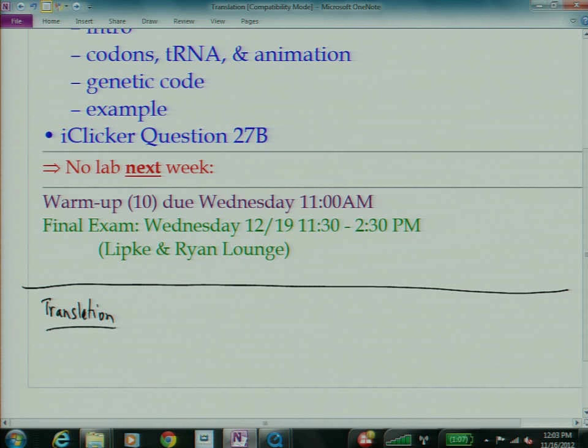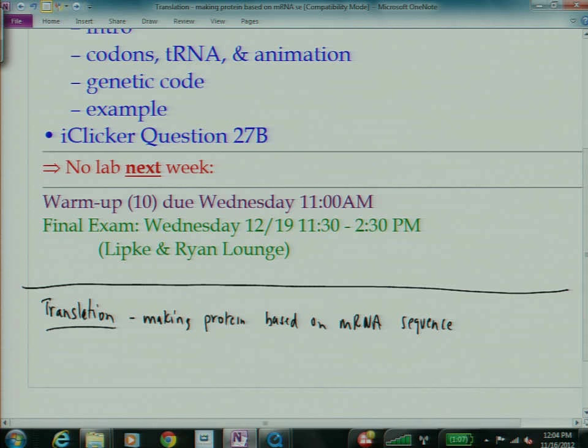As a reminder, that's making protein based on the mRNA sequence. So to be clear, oftentimes we'll say we're making protein from RNA, or turning RNA into protein, and that's not what we're doing. We are reading the RNA and using that information to generate a protein. It's not a chemical conversion, it's a reading operation.